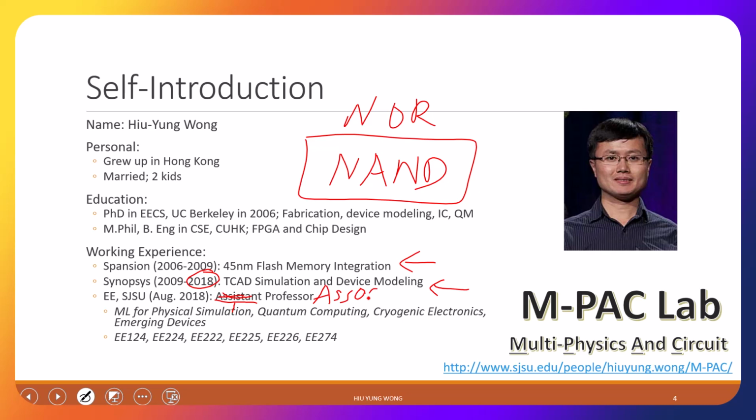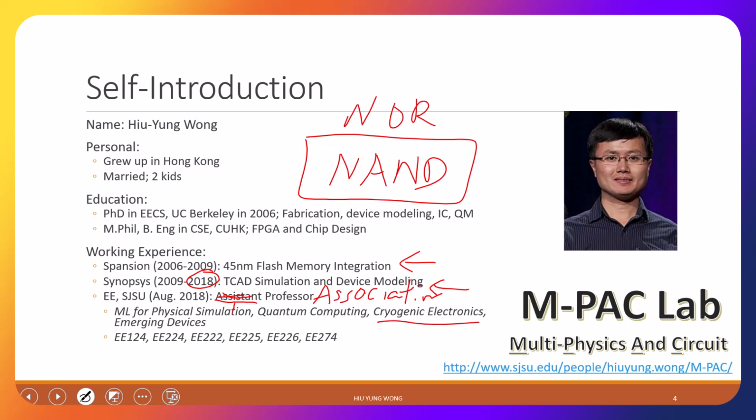I work on different types of research, including machine learning for physical simulation and quantum computing. And some of you, I know you are from the MSQT program, right? That's why you come to take this class, because this class is an elective. Now you will see why we want this, because cryogenic electronics is very important for quantum computing.